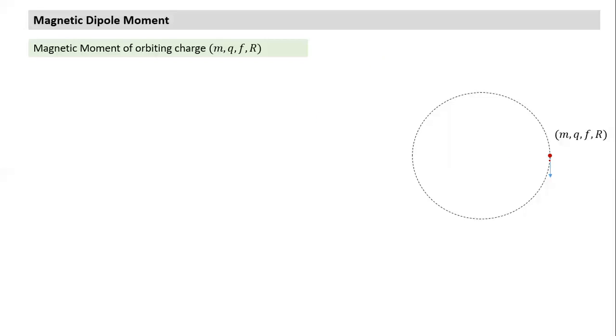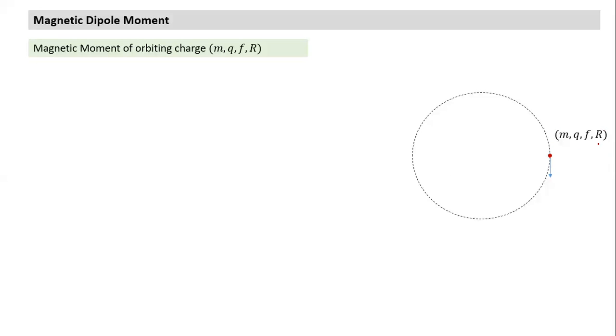Jaideep, can you tell me now, charge Q is given here. Charge Q having mass M is orbiting in a circle of radius R with a frequency F. Do you think this can be treated as equivalent to a magnetic dipole?